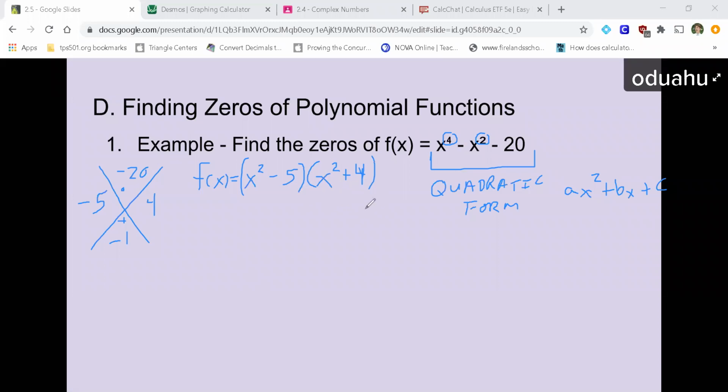And you could check your work. X squared times x squared is x to the 4th. X squared times 4 is 4x squared. Negative 5 times x squared is negative 5x squared. Negative 5x squared combined with 4x squared is negative 1x squared. And then negative 5 times 4 is negative 20. And then we can solve these by setting them both equal to 0.